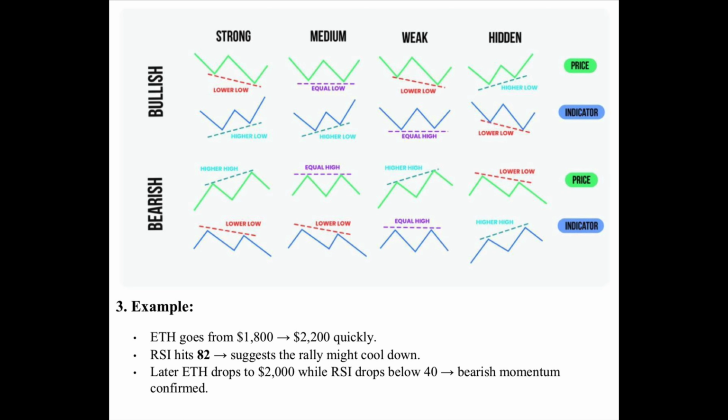Example: Ethereum goes from 1800 to 2200 quickly. RSI hits 82, which suggests that the rally might cool down. Later, Ethereum drops to 2000 while RSI drops below 40. The bearish momentum is confirmed. So now we're getting into divergence, okay?